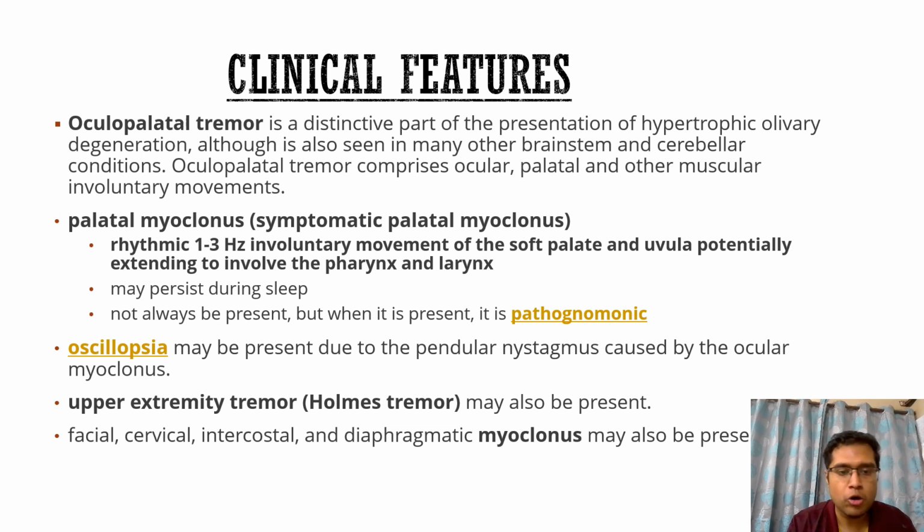Along with that, oscillopsia, which may present due to pendular nystagmus caused by the ocular myoclonus, is also seen. And the upper extremity tremors, which were seen in this case, are called Holmes tremor. Along with that, facial, cervical, and diaphragmatic myoclonus can also be present.